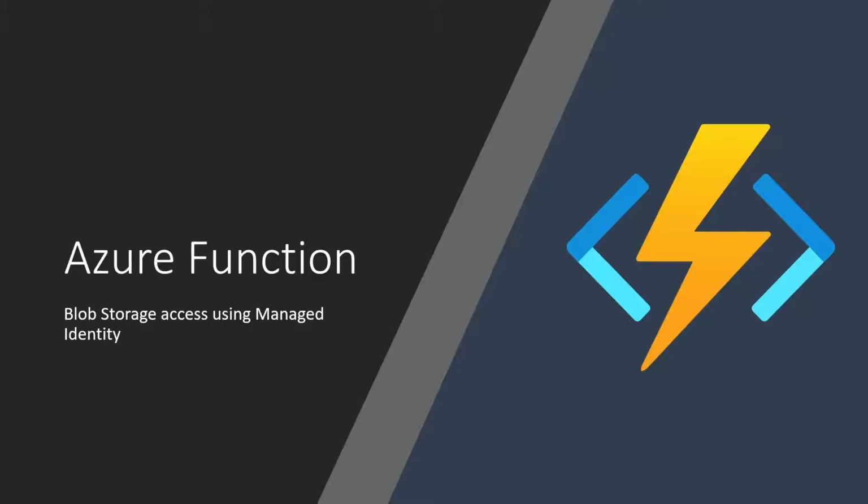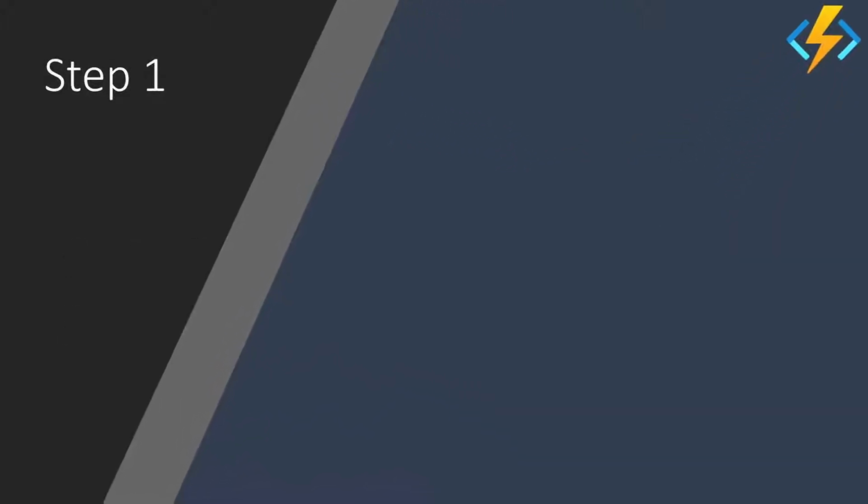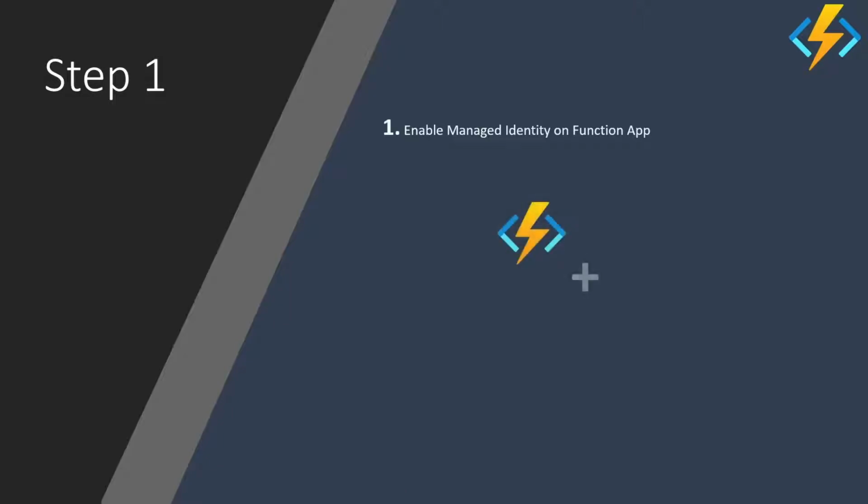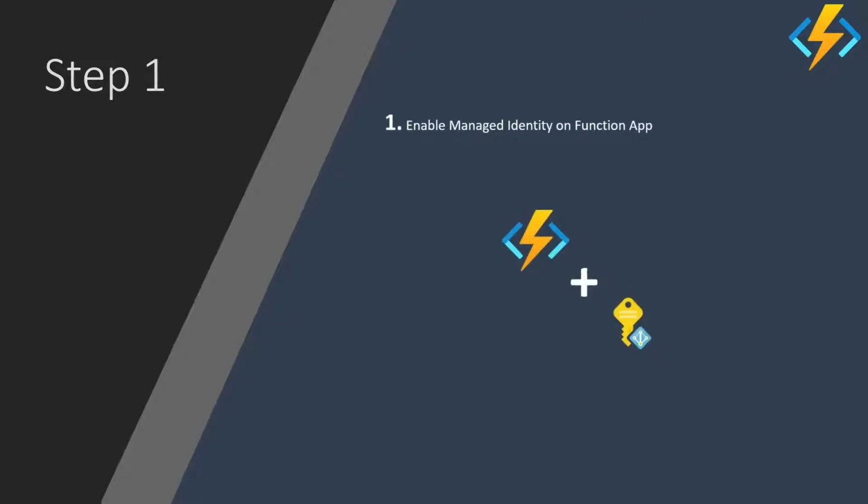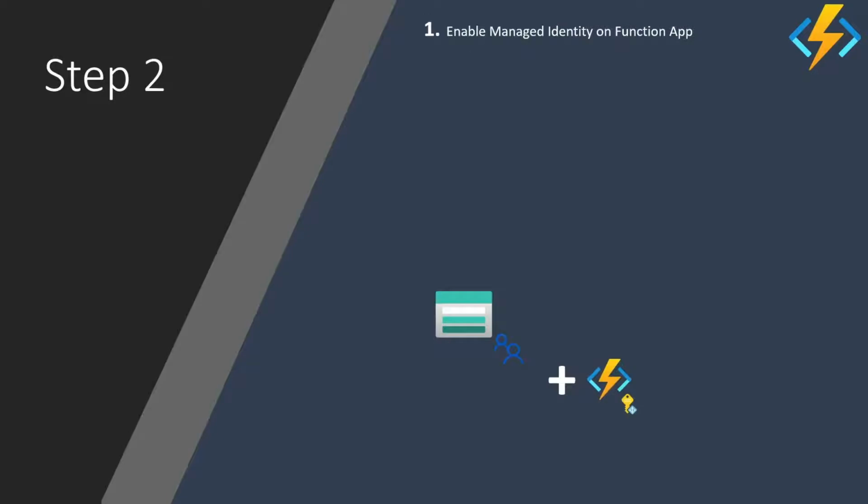In this Azure function video, I will be showing you in 7 steps how to authenticate against Blob storage using Managed Identity. Step 1. Enable Managed Identity on the function app. Step 2. Within the storage account, assign the RBAC role Storage Blob Data Owner to the function app.